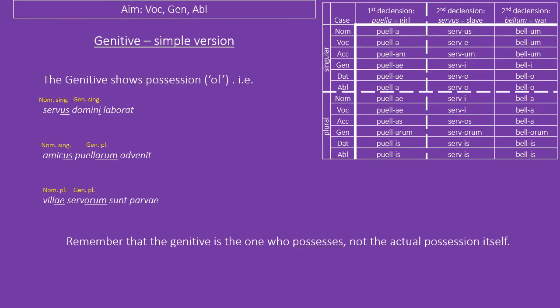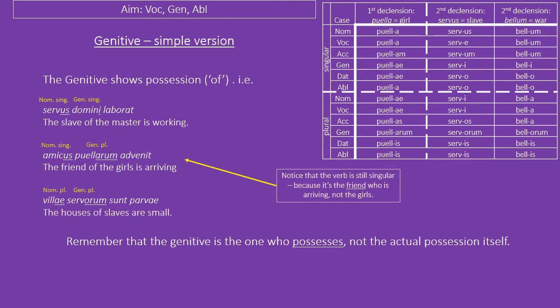Next one, genitive. Genitive shows possession. The basic meaning of the genitive case is of. So, servus domini laborat, the slave of the master is working. Amicus advenit puellarum, the friend of the girls is arriving. Villae servorum parvae sunt, the houses of the slaves are small. So the genitive is the word that has of in front of it. It's the thing that is doing the possessing.